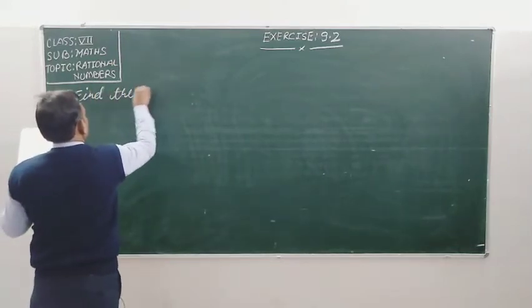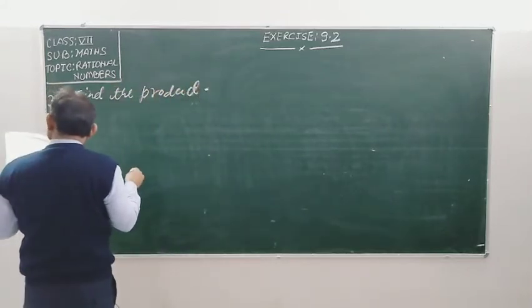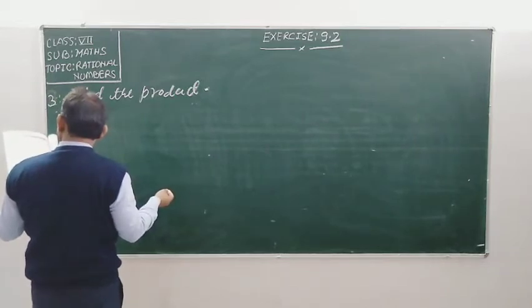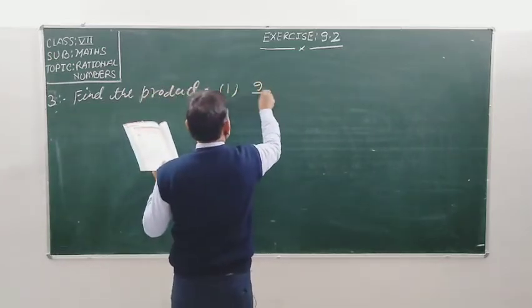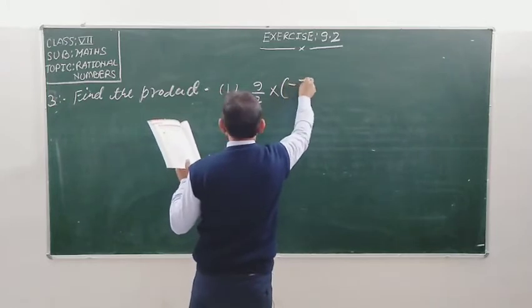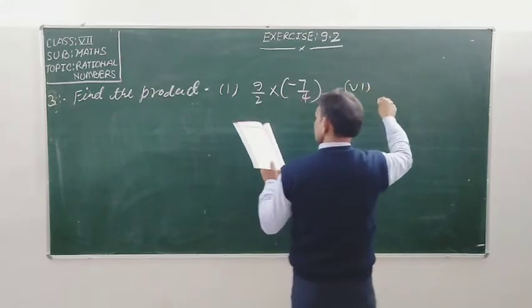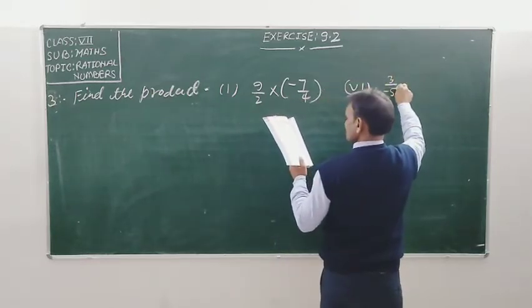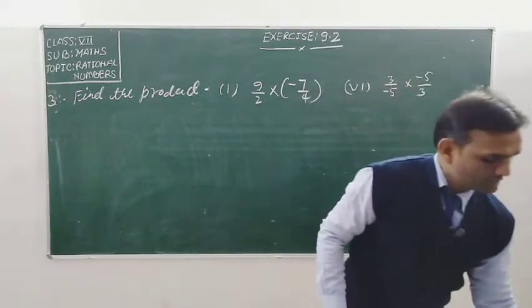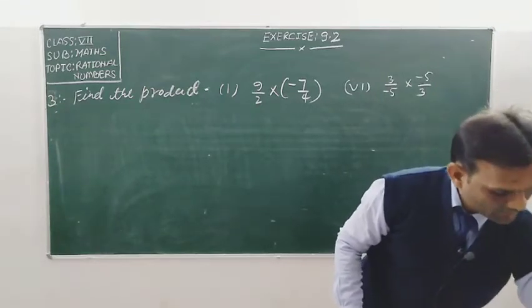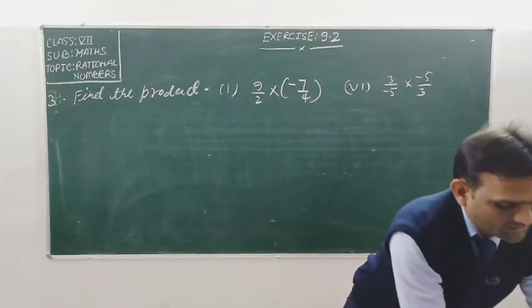Find the product. I am taking only two parts, first and last, student. Here first is 9 upon 2 into, in bracket, minus 7 upon 4, and I am taking the last part of this question, student, 6th part, 3 upon minus 5 into minus 5 upon 3. So student, the remaining parts you will do yourself of this question.